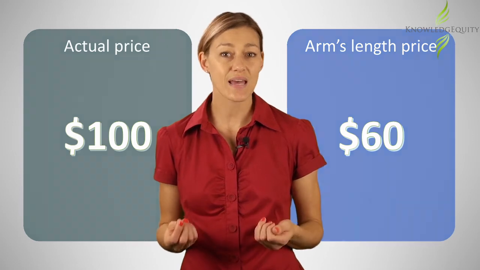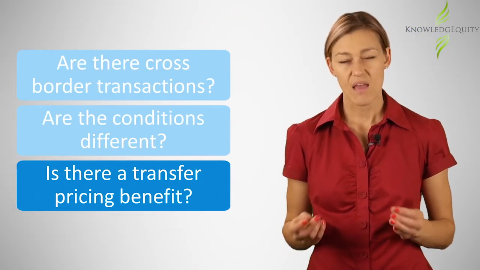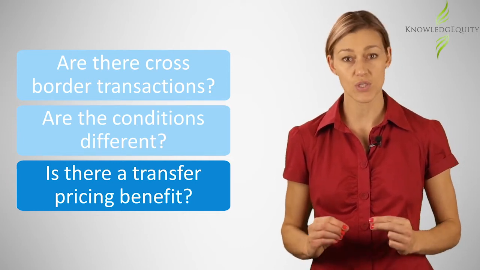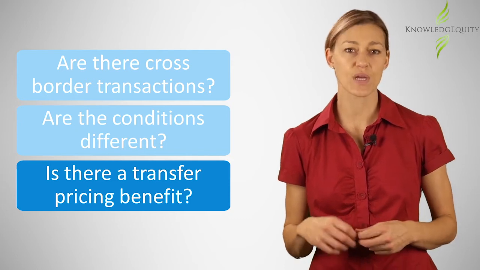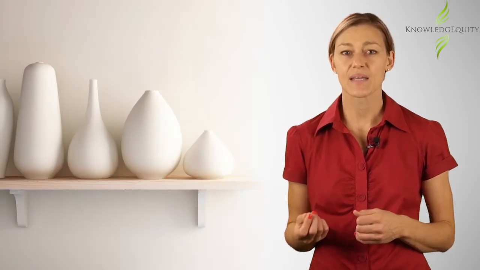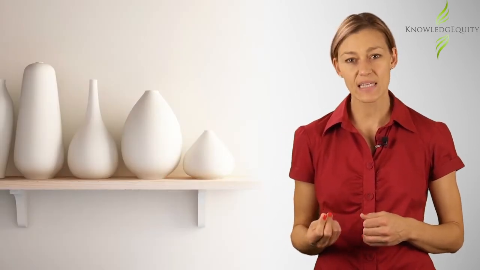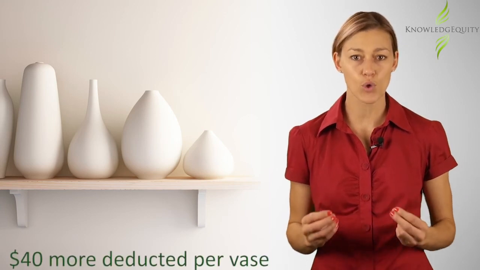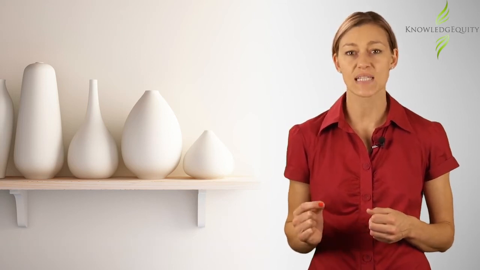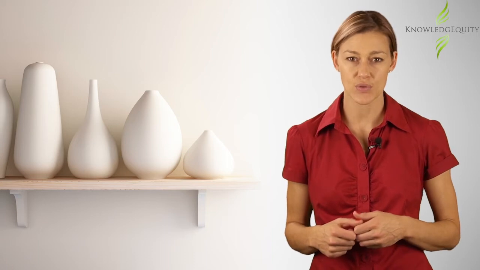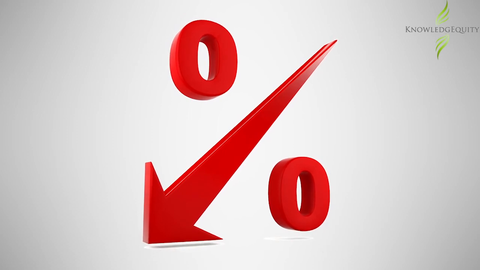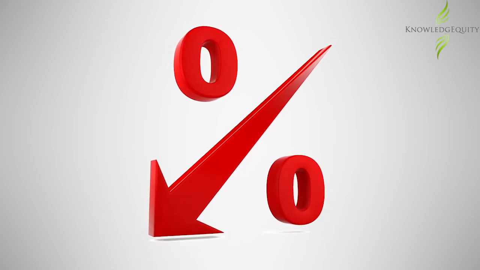Finally, we ask, is there a transfer pricing benefit? That is, does a transfer pricing benefit arise through decreased tax payable in Australia as a result of the difference between the actual conditions and the appropriate arm's length conditions? It is pretty clear here that there is a transfer pricing benefit, as the Australian company will have a deduction of $40 more per vase than would otherwise be expected, and this results in a much lower taxable income and tax payable in Australia. The increased profits won't be of concern to the related company, as it is a resident company in a jurisdiction with significantly lower company tax rates.